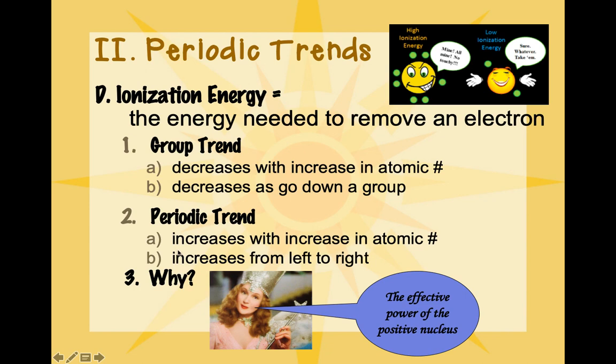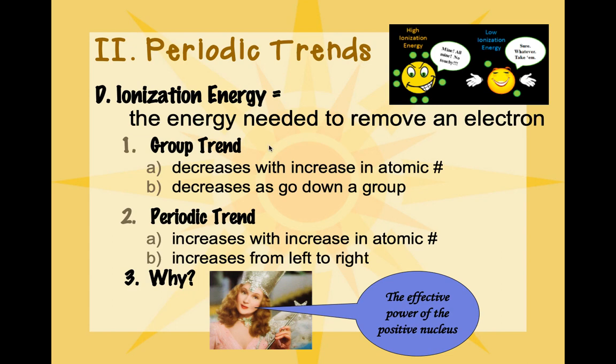Versus the ones on the left, those are elements that are more likely to lose electrons and have a positive oxidation number, right? Well, again, that's because their ionization energy is low. It's easy to take their electrons. That's why they have positive oxidation numbers. See how all these things are coming together?